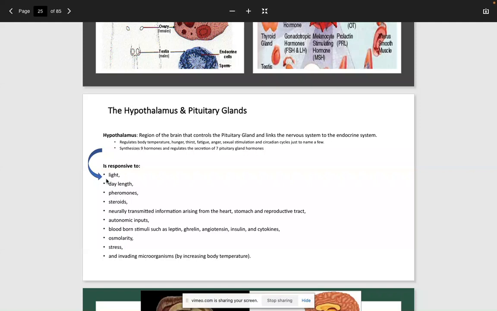The hypothalamus is going to be responsive to all these different stimuli that come in: autonomic inputs, osmolarity, stress being a big one. Stress can actually feed into the hypothalamus, causing the release of something called corticotropin releasing hormone, or CRH, and that will cause the release of ACTH.